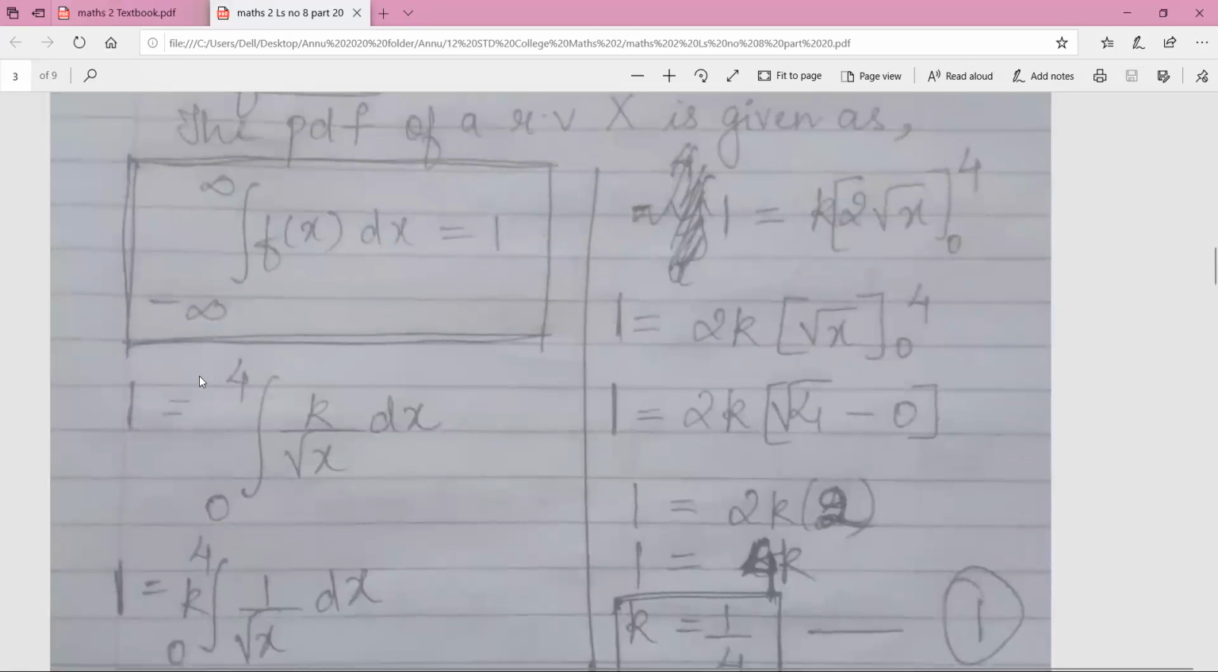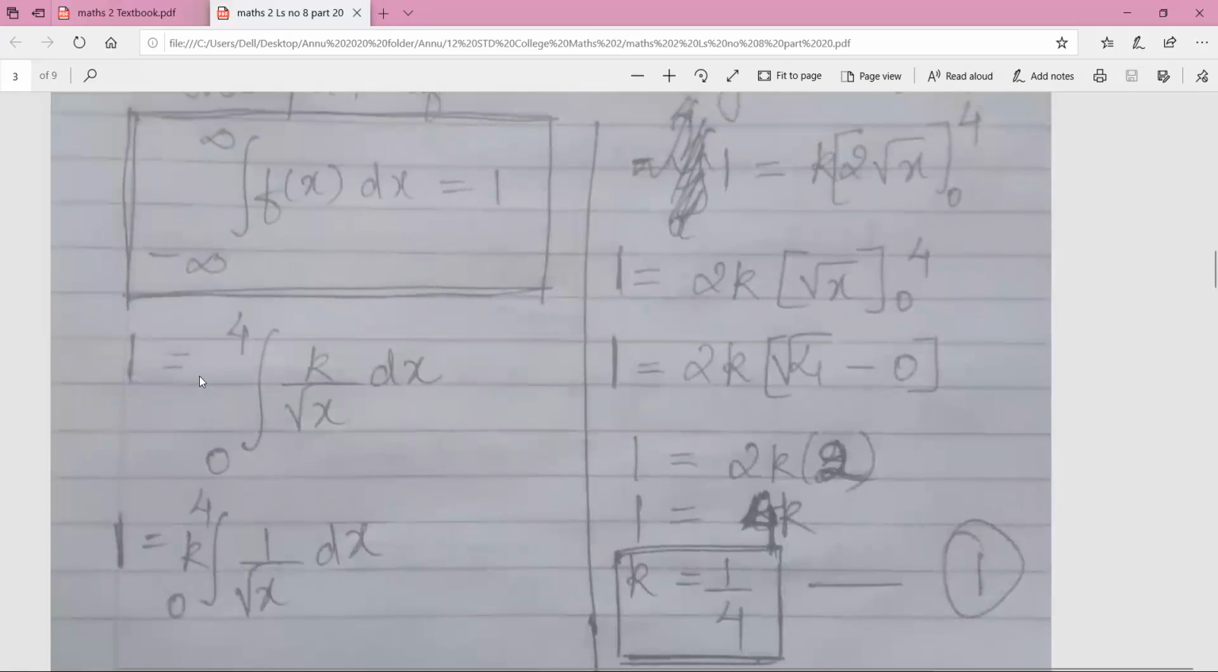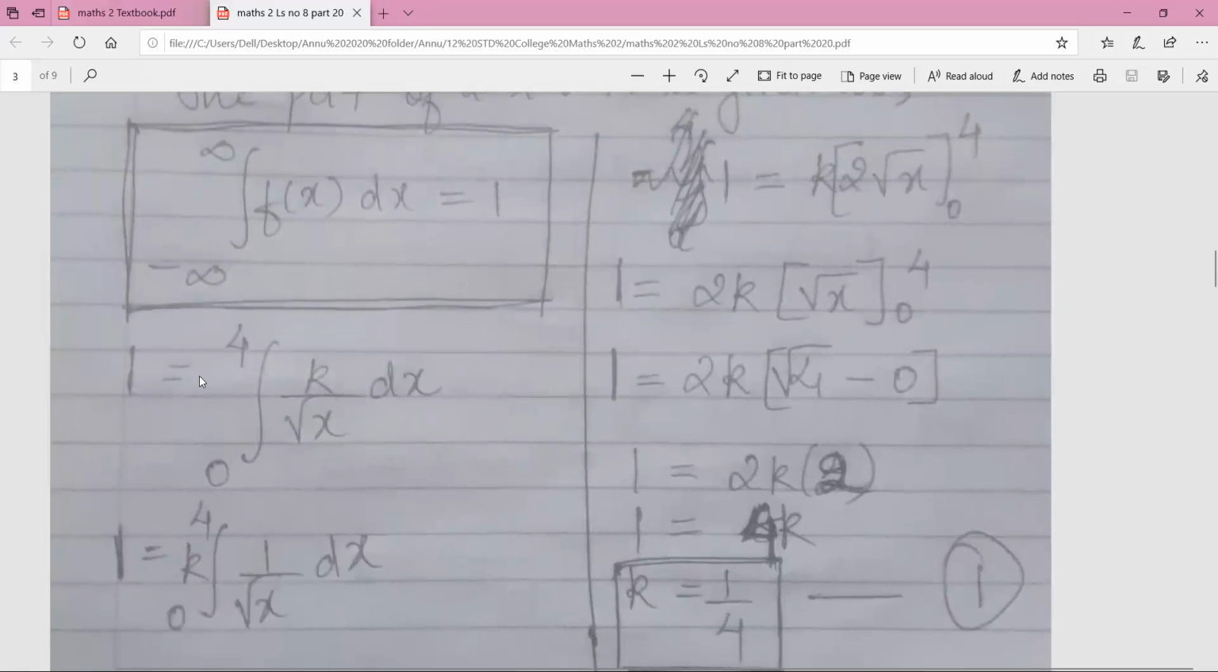Now the formula doesn't exist for only root x, but integration of 1 upon root x is nothing but 2 root x. So 1 is equal to k into 2 root x from 0 to 4. So now k and 2 both are constant. So 1 is equal to 2k into root x from 0 to 4. First I will substitute the upper limit and then the lower limit. So 1 is equal to 2k bracket open root 4 minus 0. Root 4 is nothing but 2. So 1 is equal to 2k into 2, 1 is equal to 4k. So the value of k is nothing but 1 by 4.